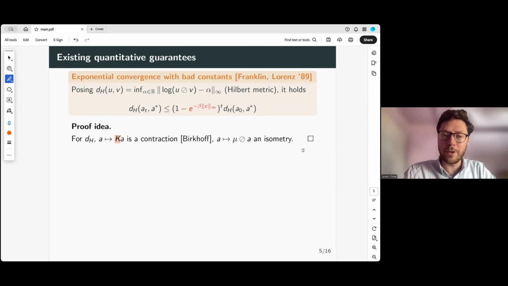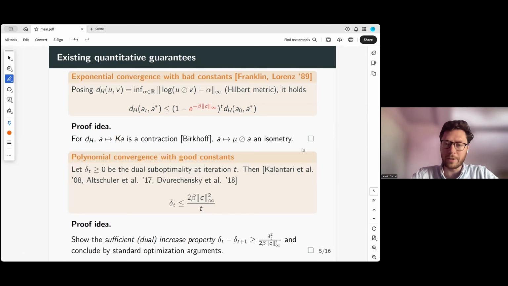So that's the first family of convergence guarantees that we get. Here I'm presenting everything for the bounded cost case. There have been some extensions to unbounded costs, but the story is analogous. And now you have the other kind of results, which are polynomial convergence rates with good constants.